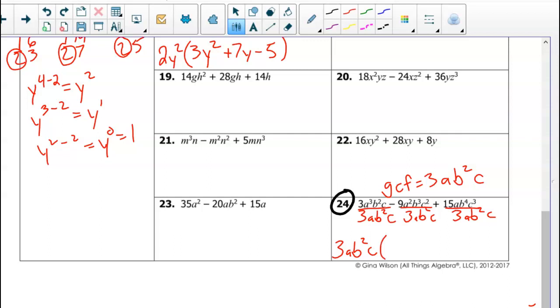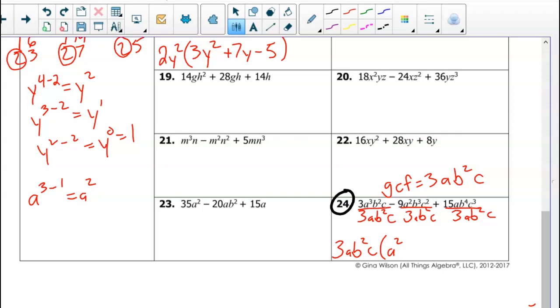And see what's left. For the first term, 3 divided by 3 is just 1. A to the 3rd over a to the 1st is going to leave me with a squared. B squared over b squared, those are going to cancel and become 1. C over c is going to cancel and become 1.